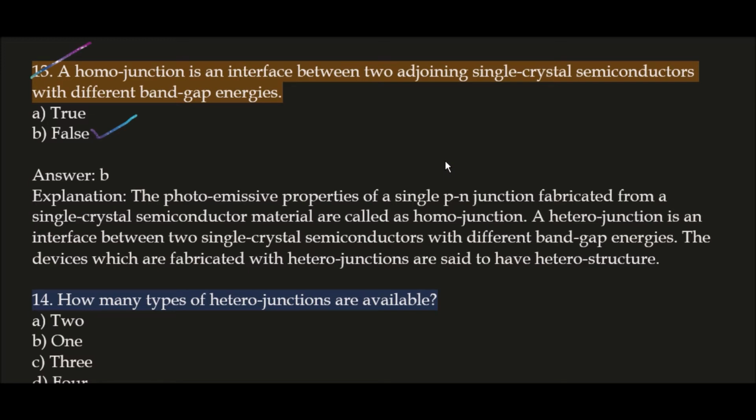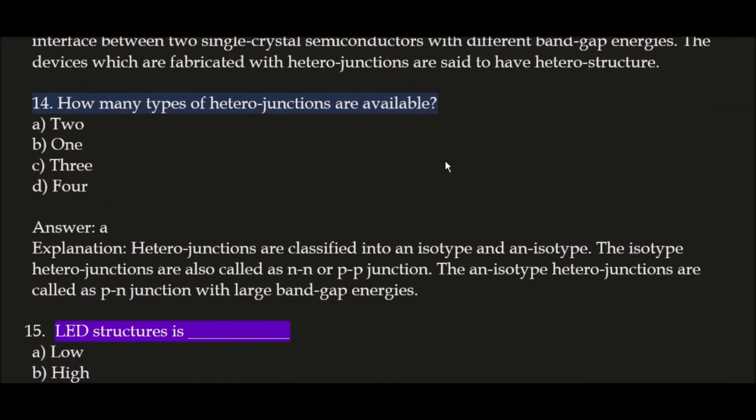Okay, so the statement that a homojunction is an interface between two adjoining single crystal semiconductors with different band gap energies is false. Next question. How many types of heterojunction are available? Correct answer is option A, 2. The first one is isotype. Isotype heterojunctions are also called NN or PP junctions, and the second one is anisotype heterojunction, also called a PN junction with large band gap energies.